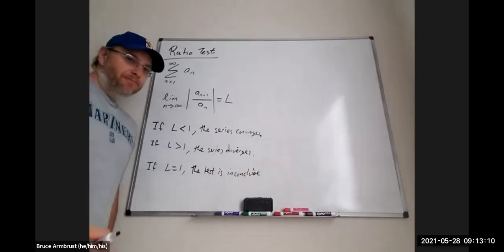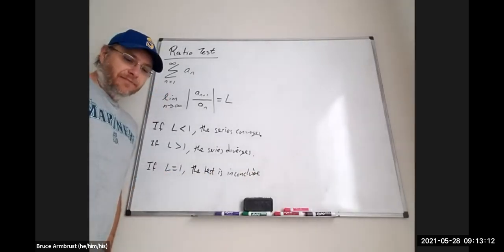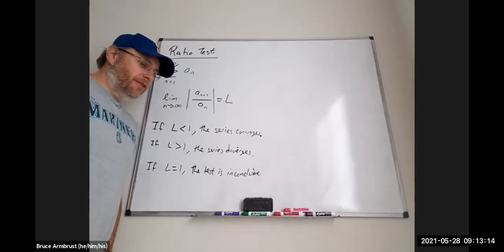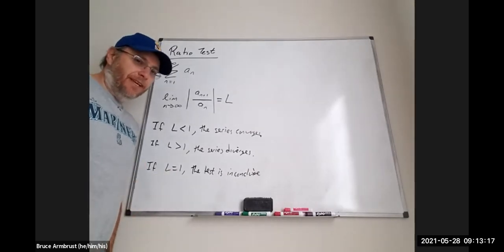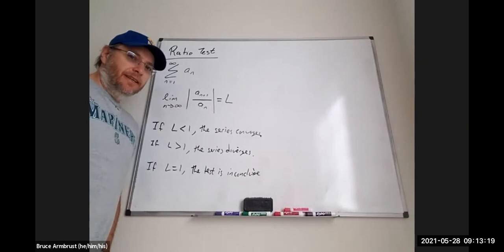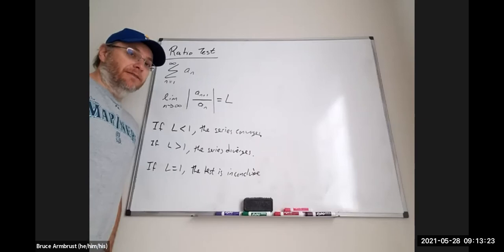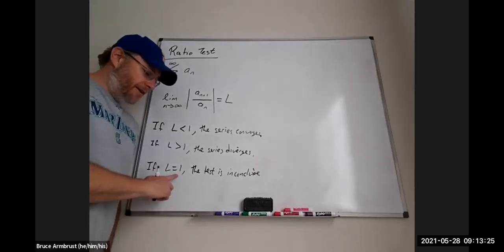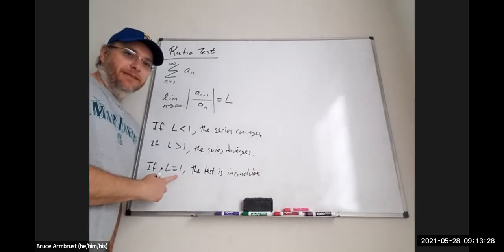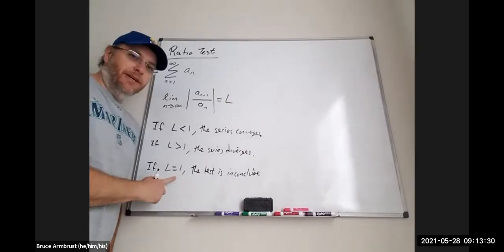Meaning, we don't know. It could converge. It could diverge. And we don't know, because some series that converge will have a value of 1 from this limit, and some series that diverge will have a value of 1.